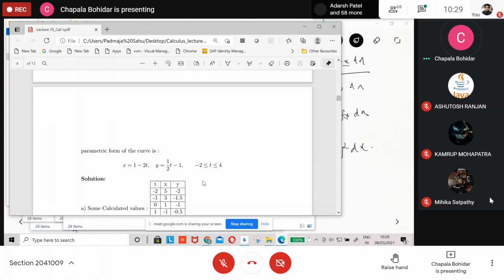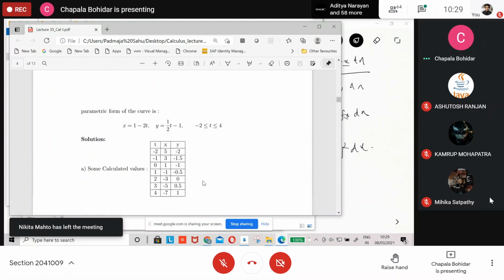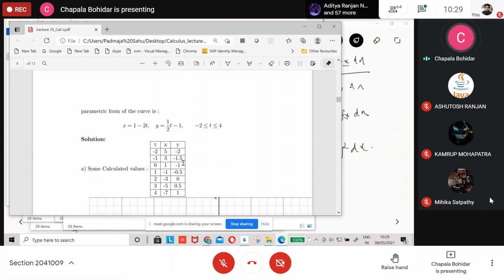You see here, and find the value of x and y, the point x, y on that curve. When I put minus 2, I will get 5, minus 2; then minus 1 gives 3, minus 1.5; 0 gives 1, minus 1; 1 gives minus 1, minus 0.5; 2 gives minus 3, 0; 3 gives minus 5, 0.5; 4 gives minus 7. By substituting all the values and drawing the figure, we get a straight line.